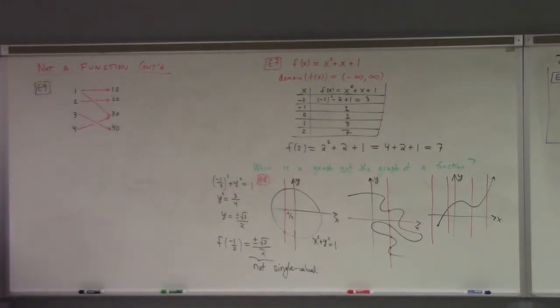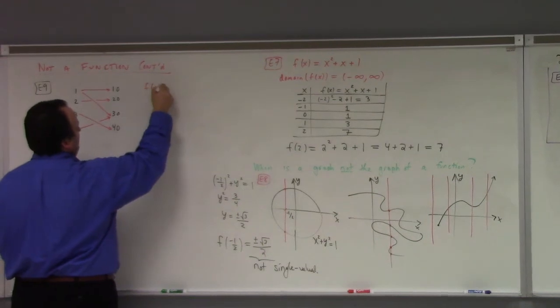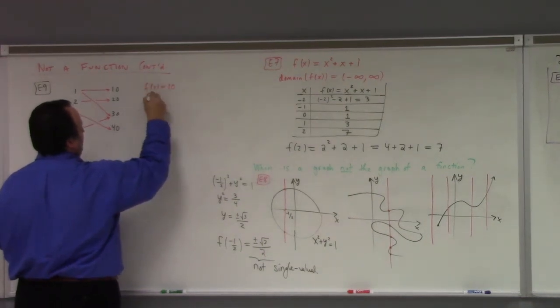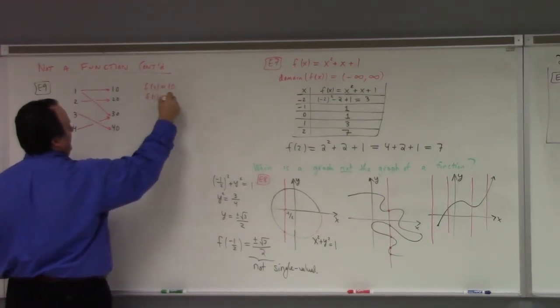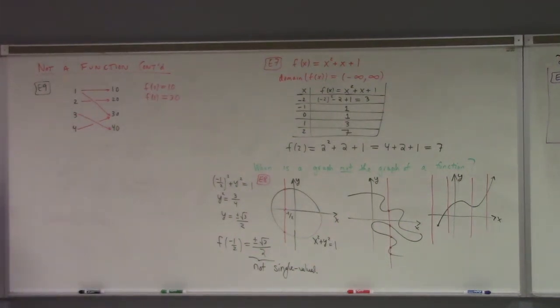So what would this mean, this picture? This would mean f of 1 is equal to 10, and f of 1 is equal to 30. But this is not allowed. So therefore, it's not a function. One input, two outputs, game over. Everything else is okay, right?